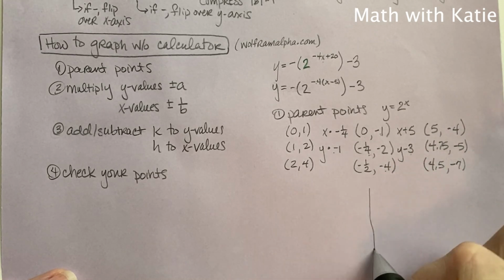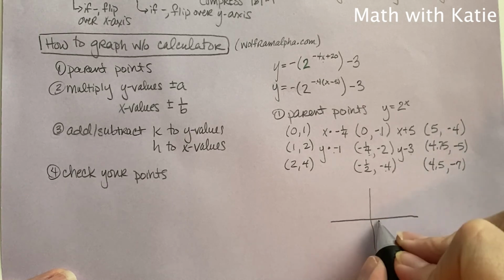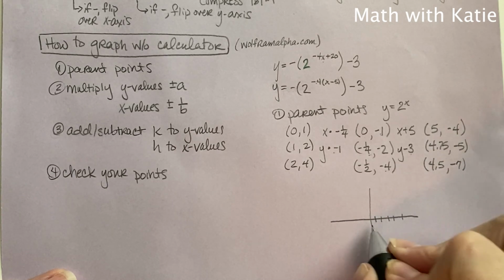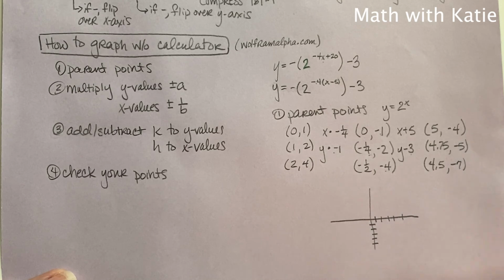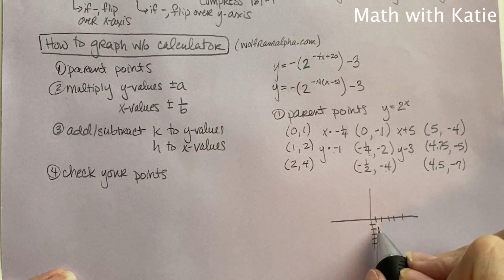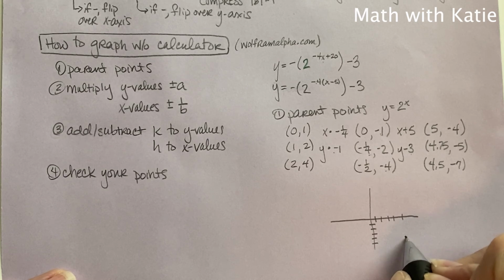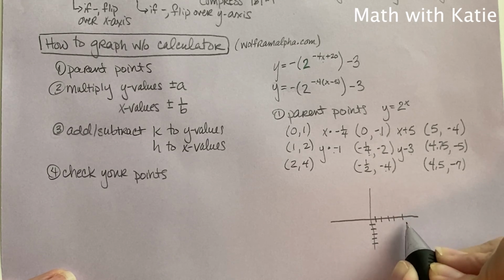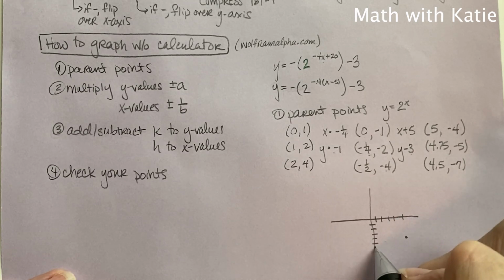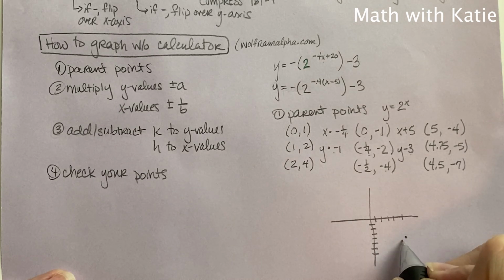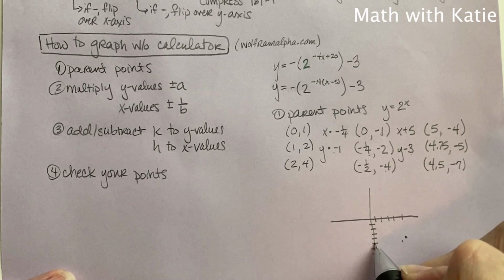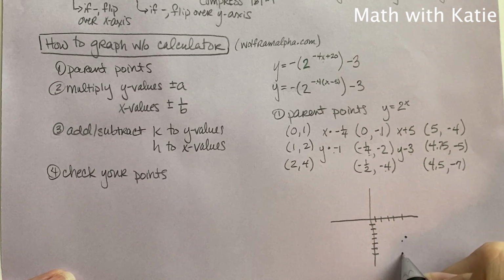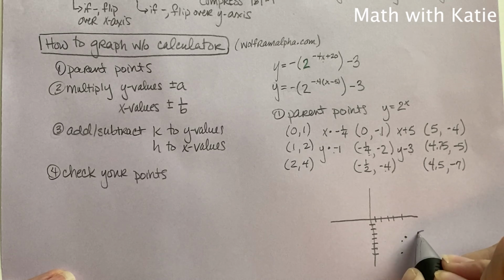Okay, then we go to graph it. So we have (5, -4), (4.75, ...). Oh, this is going to be really tight. And then 5, 1, 2, 3, 4, 5, 6, 7. Okay.